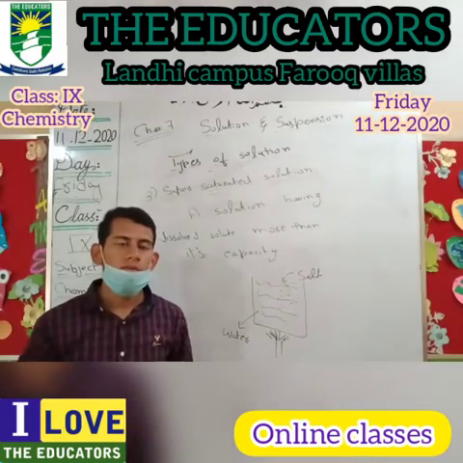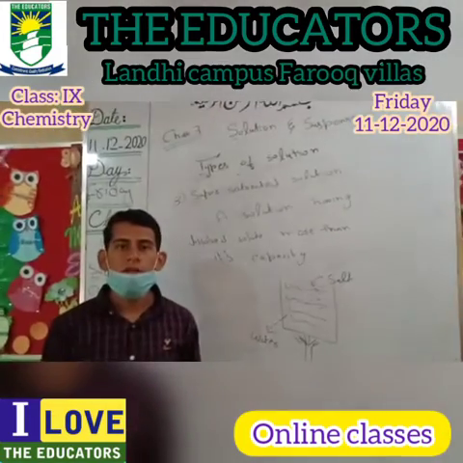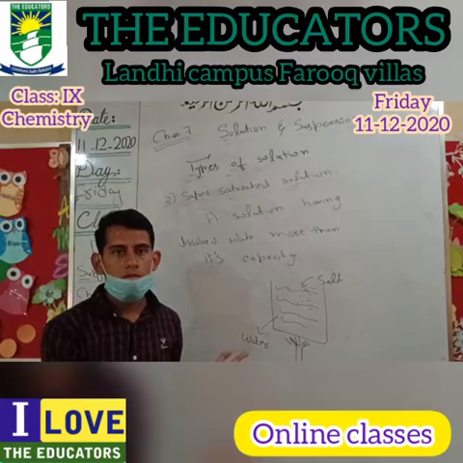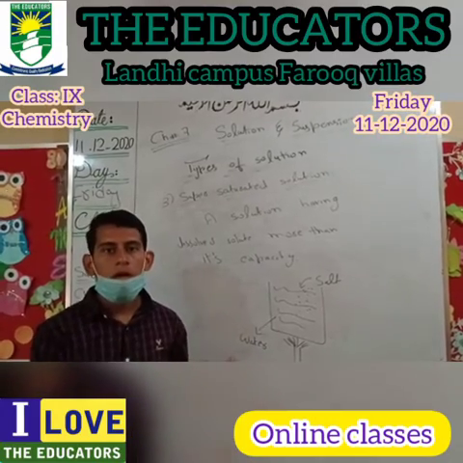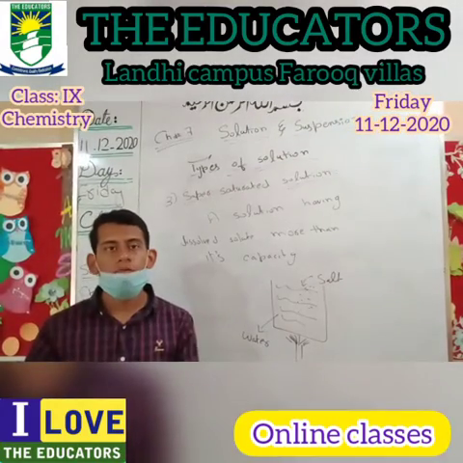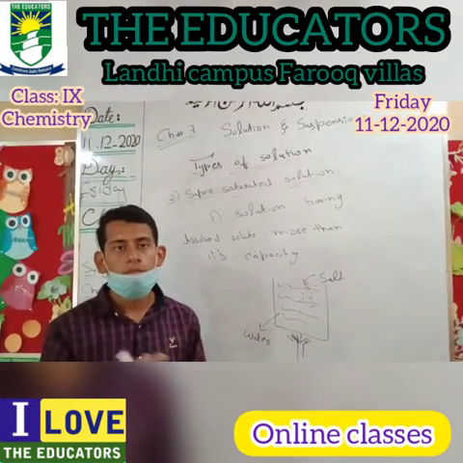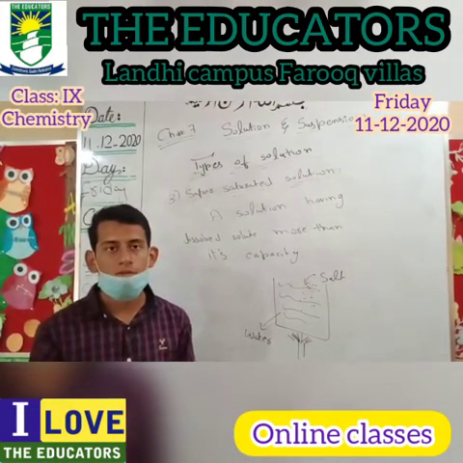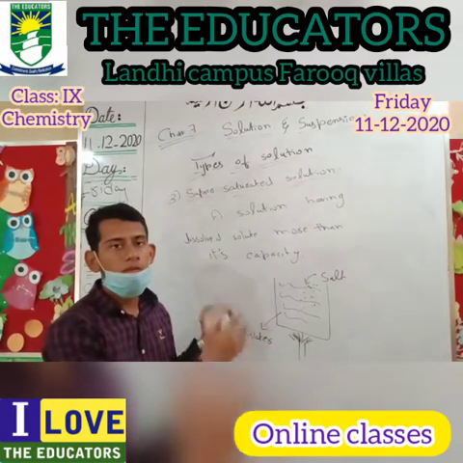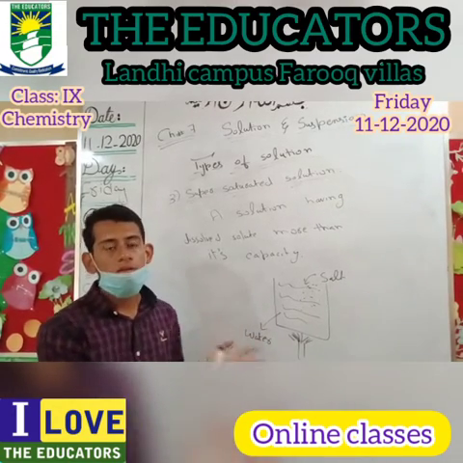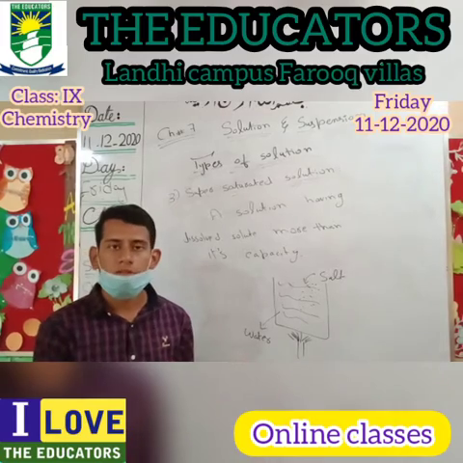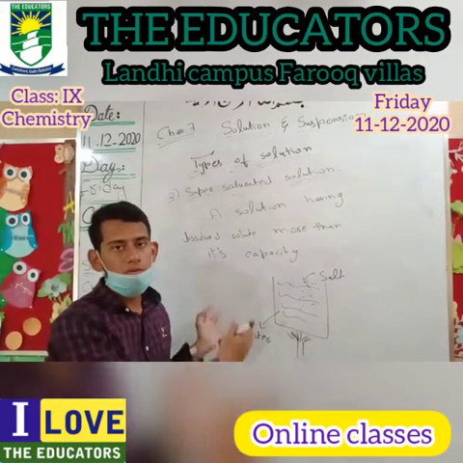Now you simply have to read all the topics which we have covered in today's lecture. Then it's your homework to write these definitions and these differences into your fair copy. Make the title of chapter number 7, solution and suspension, then write whatever you have understood in this lecture: the differences between solution and suspension, the definitions, and the types of solution.